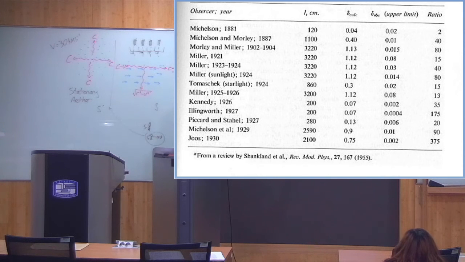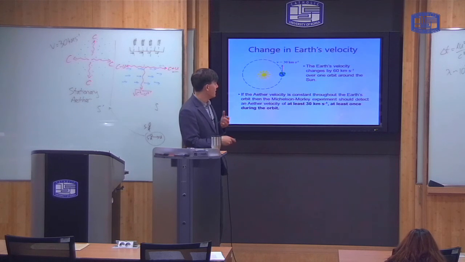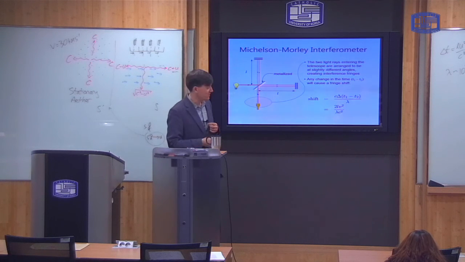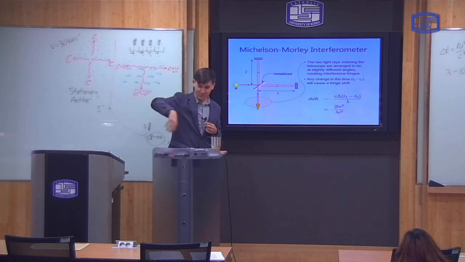But the next column is what was actually observed within experimental error. And the important thing about the next column is it's all zero, right? Basically, they never observed a fringe shift. Nobody has ever observed a clear fringe shift in the Michelson-Morley experiment. Okay? So what does this mean? This last one is just comparing the two values in these two columns. Okay. So if you never detect a fringe shift, then that means that the ether velocity is always zero. Okay? So the clear result of the Michelson-Morley experiment is that the ether velocity is always zero throughout the Earth's orbit.